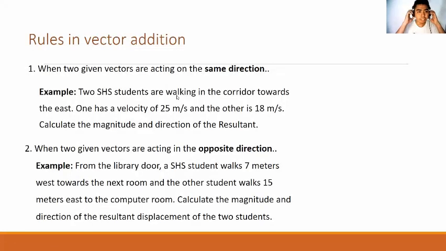Okay, rules in vector addition. Number one, when two given vectors are acting on the same direction. Example, two senior high school students are walking in the corridor towards the east. One has a velocity of 25 meters per second and the other is 18 meters per second. Calculate the magnitude and direction of the resultant.